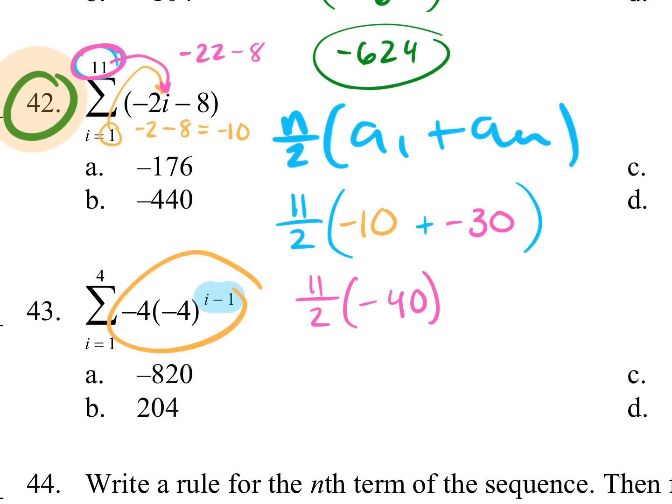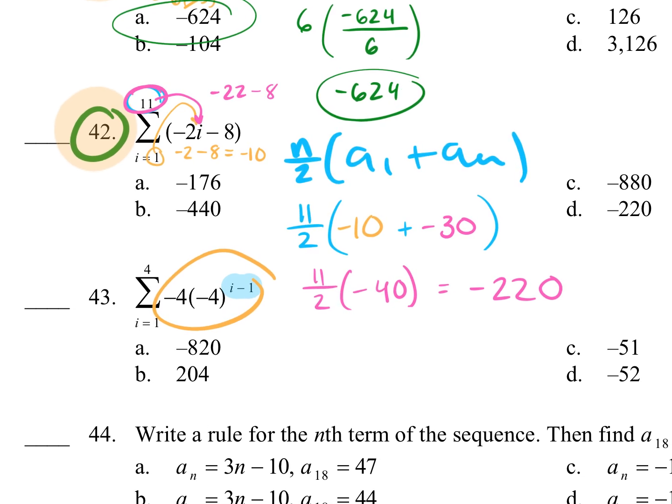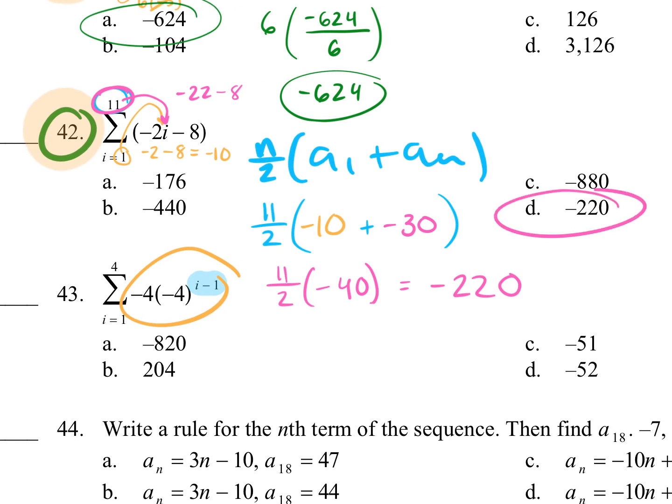And then we can multiply it. Just put it in your calculator. 11 over 2 times negative 40. This should be negative 220, which would be D.